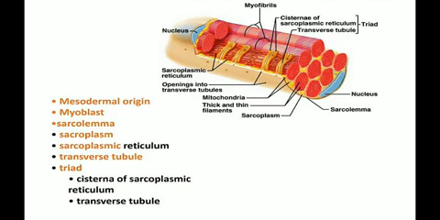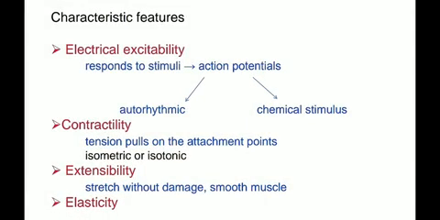During the embryonic development, as we have already discussed earlier, the myoblast is the embryonic cell from which a mature myocyte is formed. Sarcolemma is the cell membrane of the muscle cell, and sarcoplasm is the cytoplasm of the muscle cell. In the cytoplasm of the muscle cell, some sarcoplasmic reticulum and transverse tubules are also found. Some important characteristic features of the skeletal muscle are electrical excitability, contractility, extensibility, and elasticity.